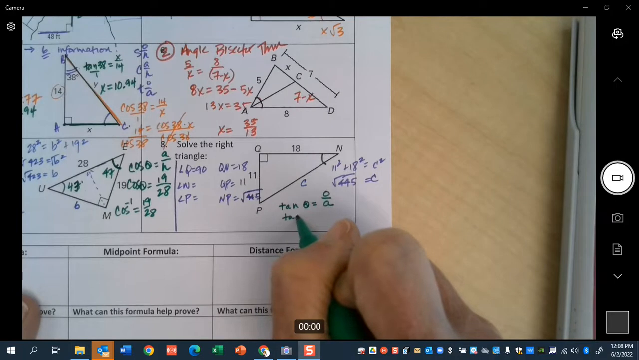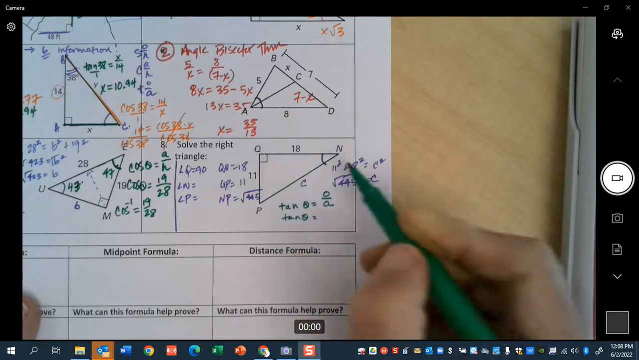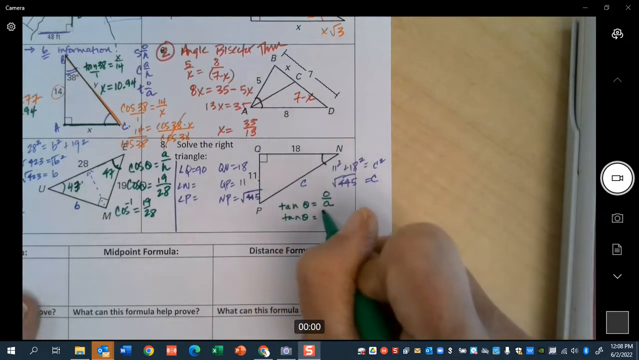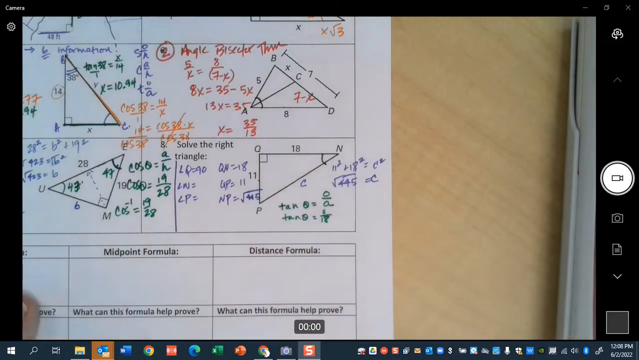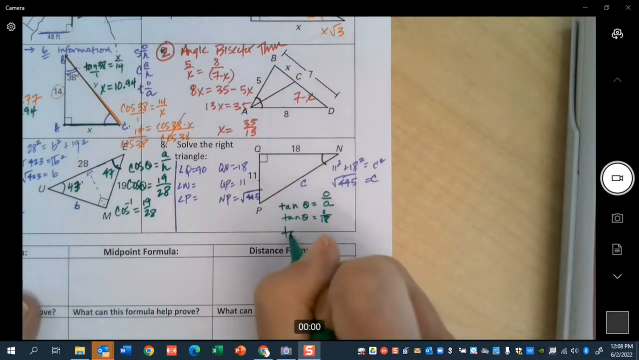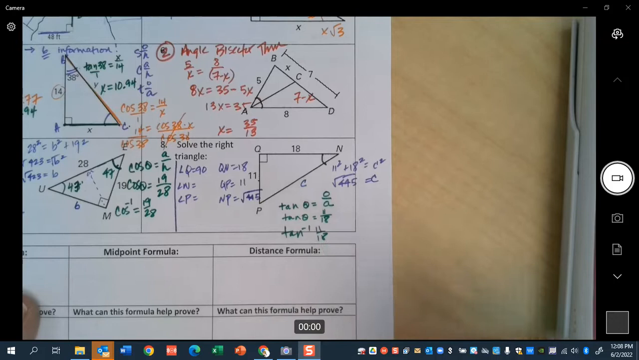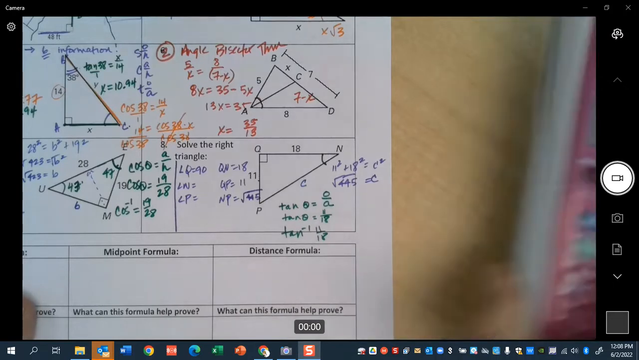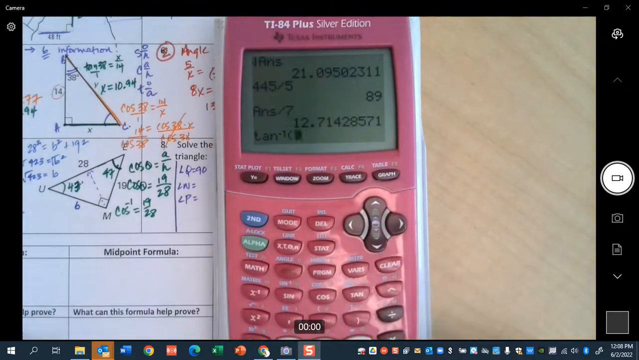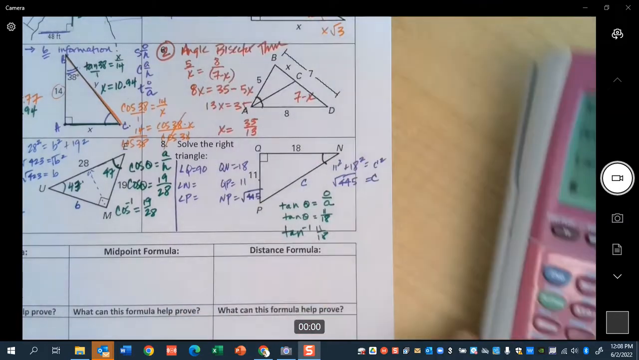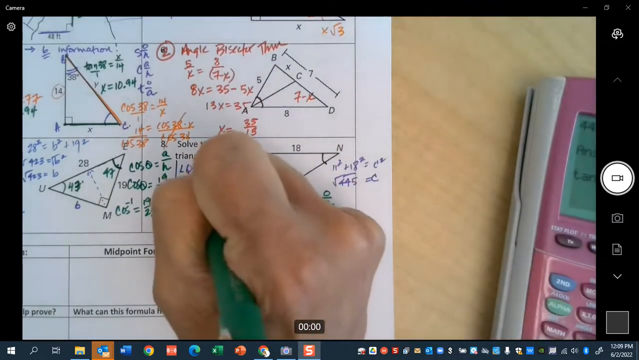So I know that the tangent of my angle is going to be equal to the opposite, which is 11, and the adjacent, which is 18. So into the calculator I type the inverse tangent of 11/18. Ready? Inverse tangent of 11/18. A 31-degree angle. So N is 31 degrees.